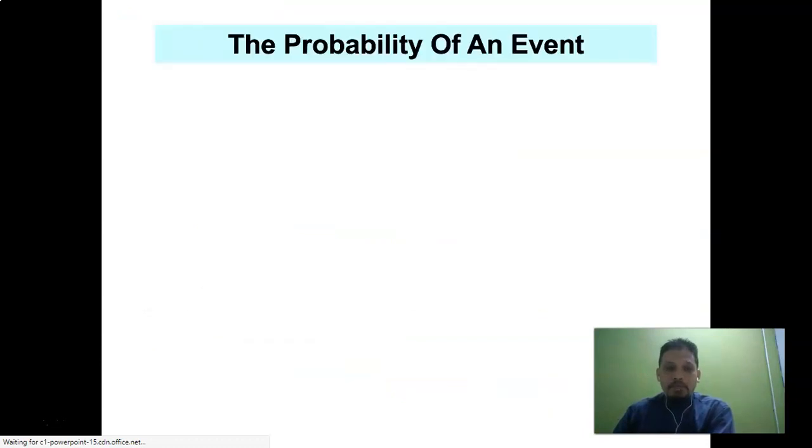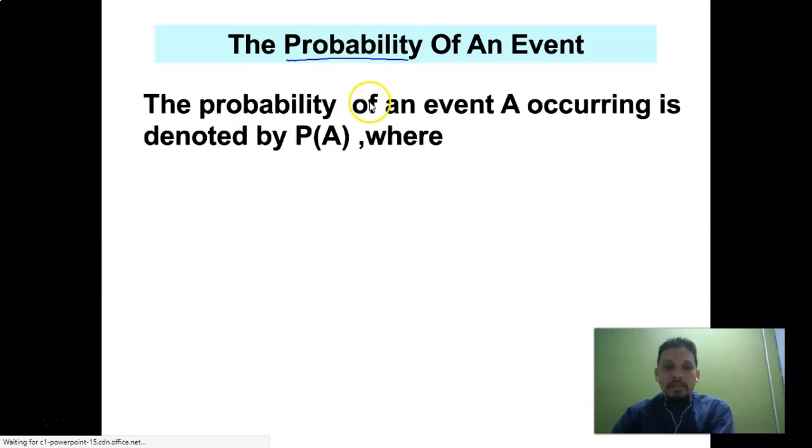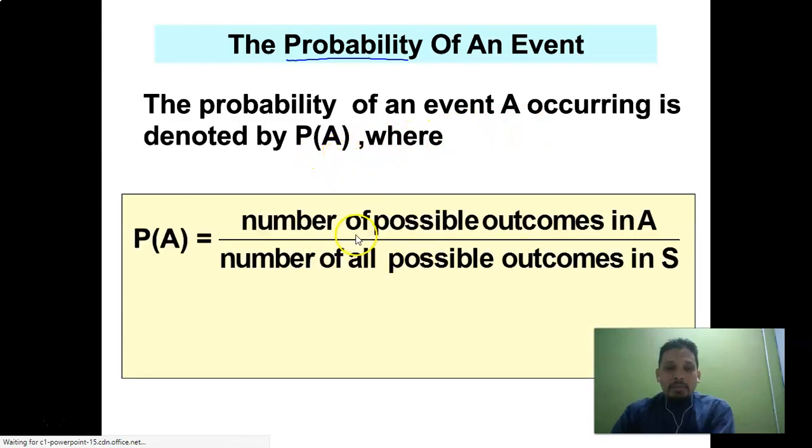The probability of an event. So now we'll get into the topic of probability right now. The probability of an event occurring is denoted by P(A), where probability of A is the number of possible outcomes of A over the number of all possible outcomes in S.